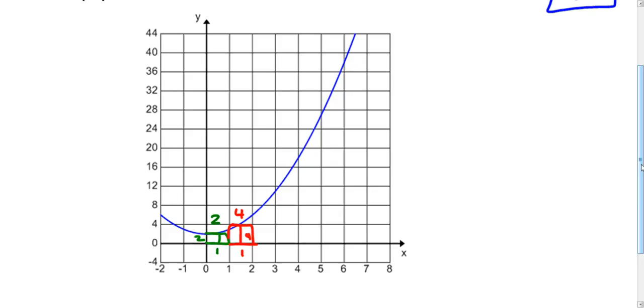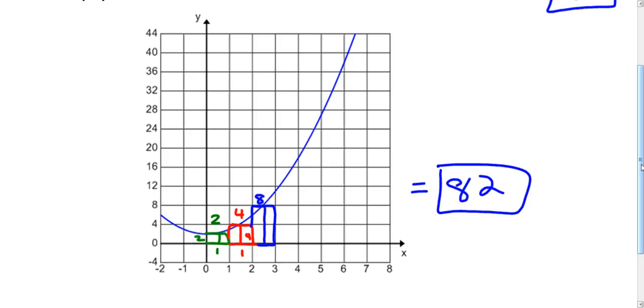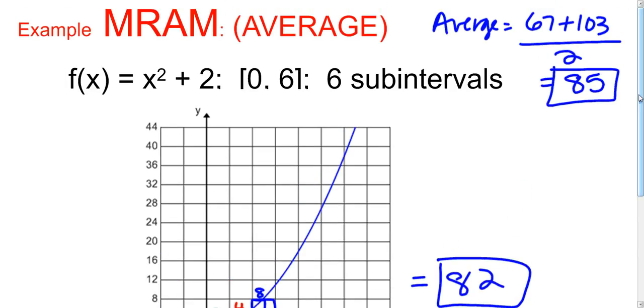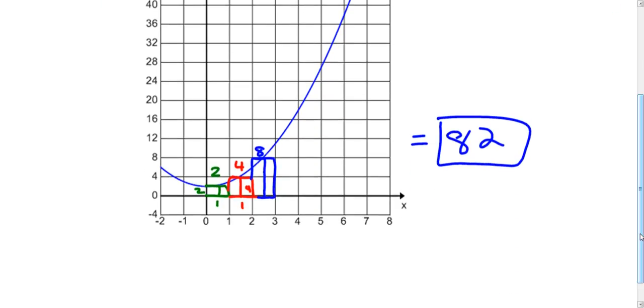Go up at the midpoint till you hit the curve. Okay, estimate, it looks like that's about 8. Okay, keep going. When I add all of those up, I get 82. And those rectangles are much closer to what the average of the left and the right side are. Pretty close when I average them and I do the midpoint.